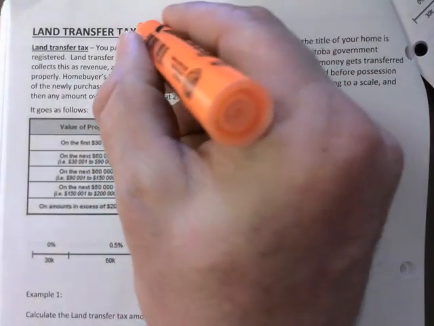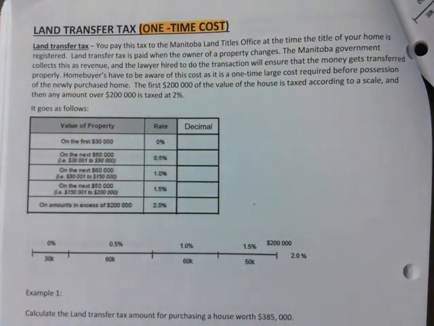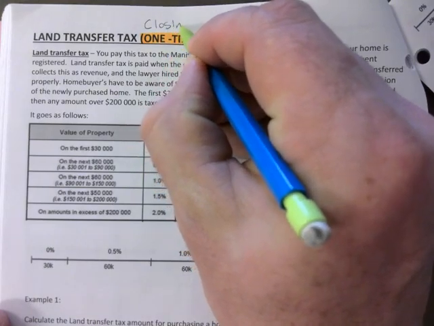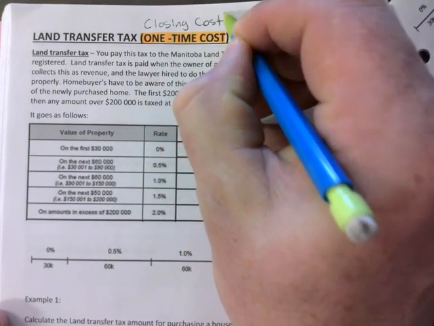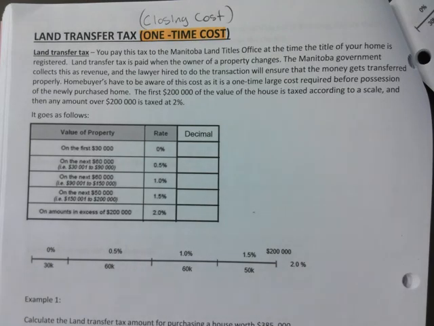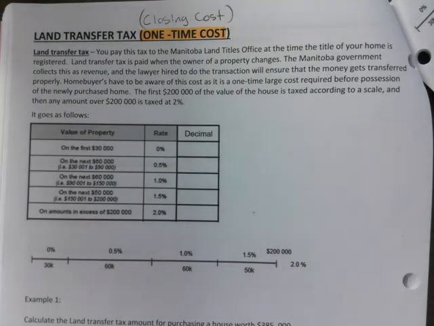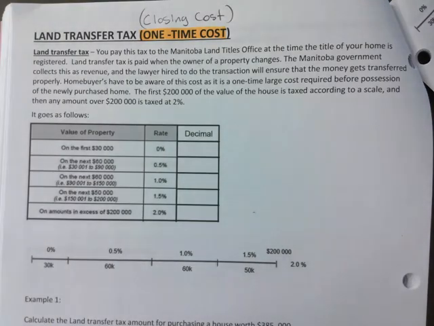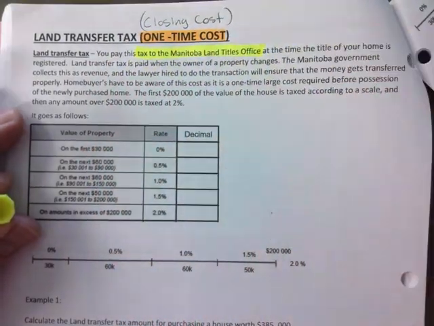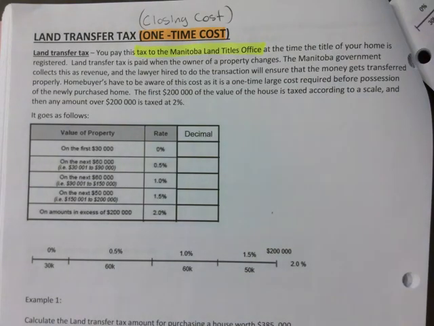Land transfer tax is a one-time cost, and it is definitely a closing cost. Closing means it happens when you switch hands from one person to the other. So you switch owners. Okay, so here we go. Land transfer tax is a tax you pay to the Manitoba Land Titles Office at the time your home is registered in your name.